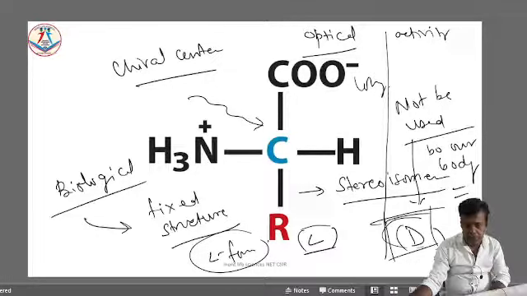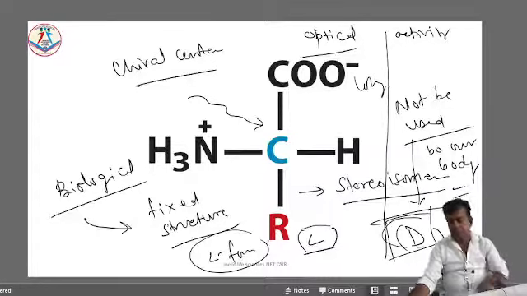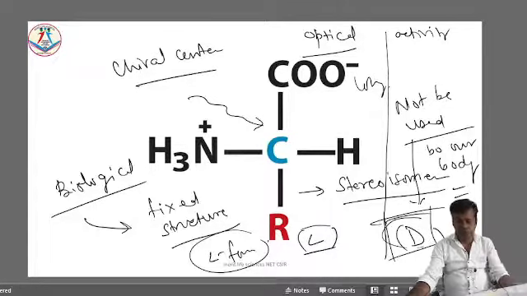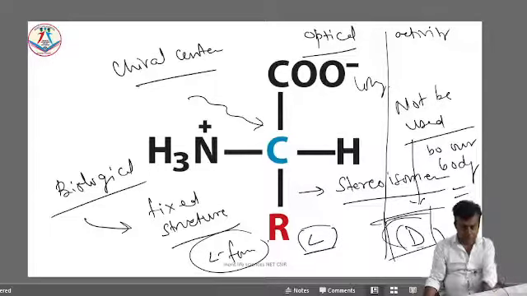So tell me, what will happen if I take these D isomers of valine in the body? Why are they not being utilized? Why can't they be utilized? Why are we taking only L amino acids?